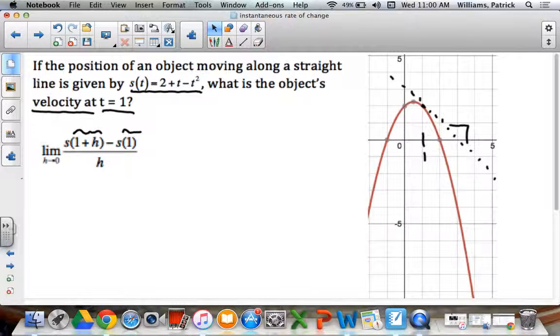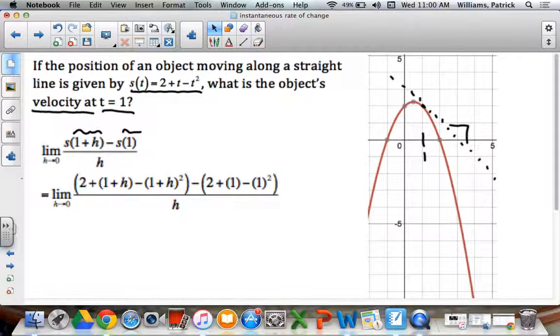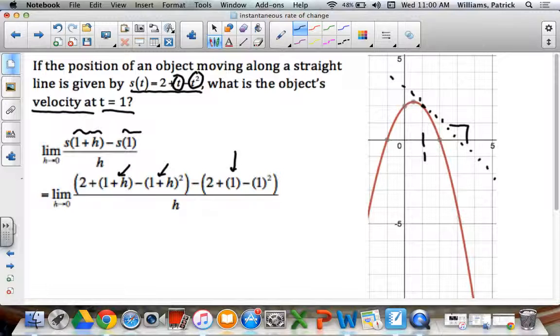All right, so if you've given it a shot, if you plug all this stuff in, this is what we've done right here. Basically, we have plugged in a value of 1 plus h for t in this equation right here, and likewise, we have plugged in a value of 1 for t in that equation. So therefore, this first parentheses is going to be s of 1 plus h. The second parentheses is s of 1.